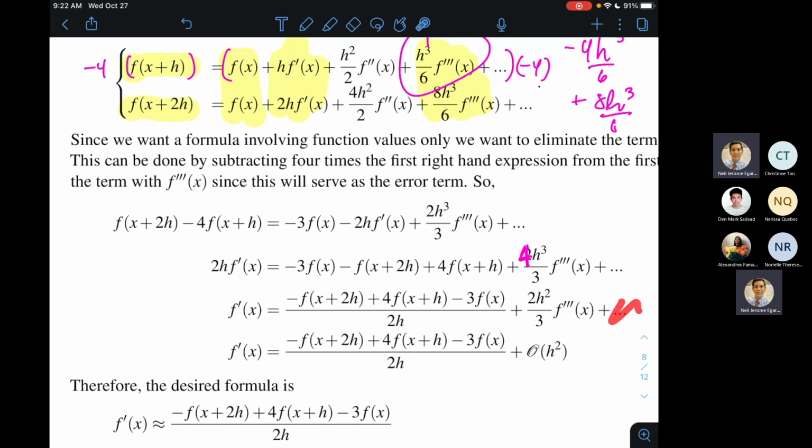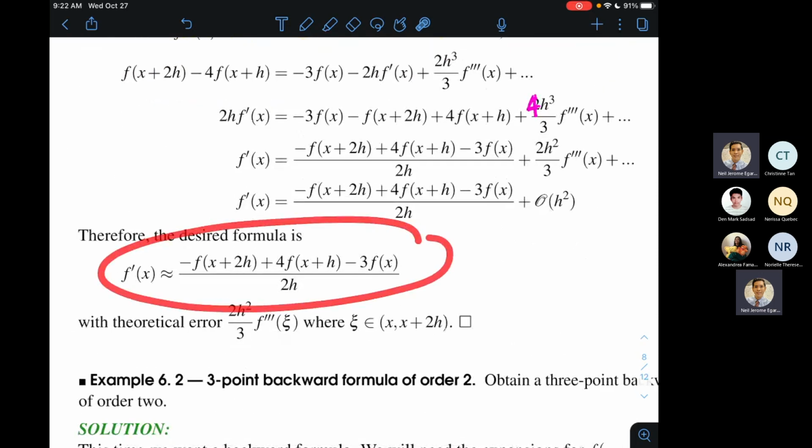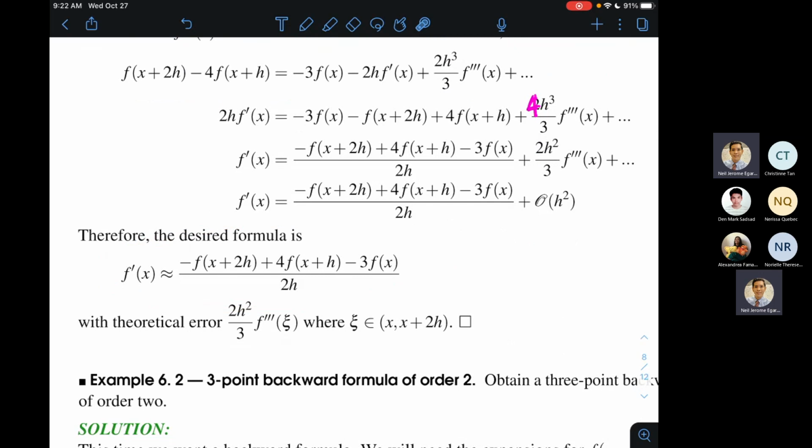So we can just truncate them and say that the error is of order big O of h squared, which will give us, as promised or as required, a formula of order 2. So in summary, this is the formula that I got: F prime is equal to this guy. And then the error term, the theoretical error term, will be coming from here.